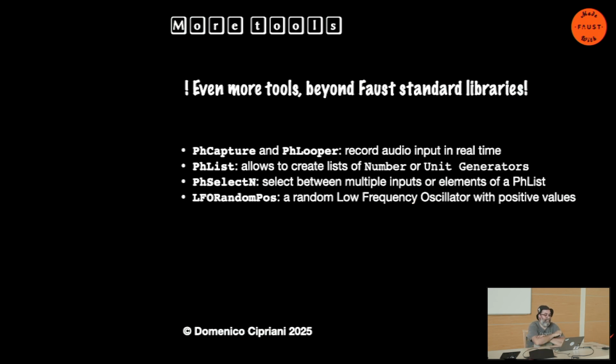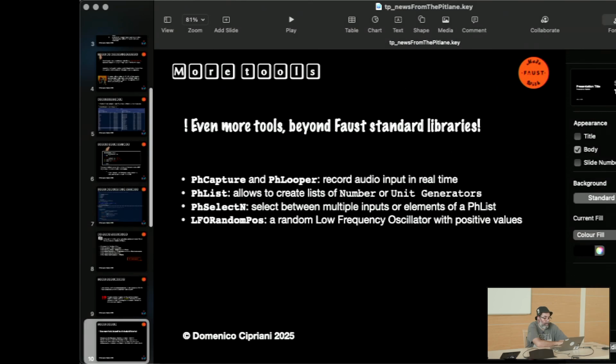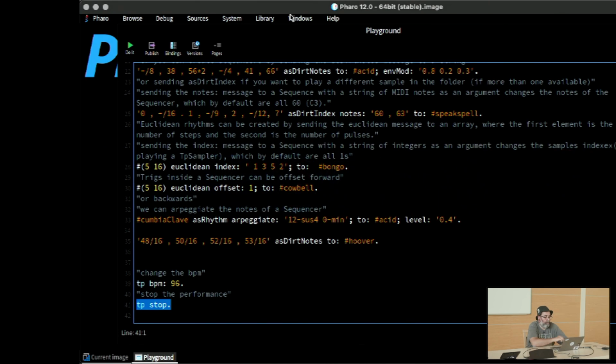We have more tools like PH Capture and PH Looper. I will show you PH Looper now. And then we have Phausto lists, which we don't have in Faust, so we can create a list of unit generators. We have a selector, and we have a random positive low frequency oscillator. Let me show you the looper if it works.